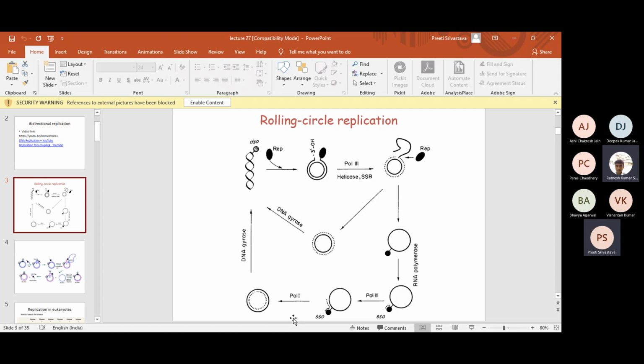Right. So what happens is that there is nothing like Okazaki fragments, because if you remember we discussed that the length of Okazaki fragments is roughly 1000 to 2000 base pairs in prokaryotes. In this case, when it is rolling circle replication, it works in a strand displacement manner. So if you see, this new strand is synthesized and the other one is getting displaced.